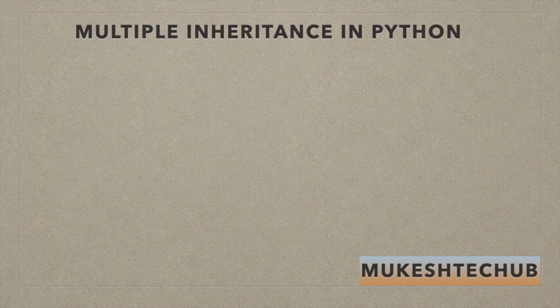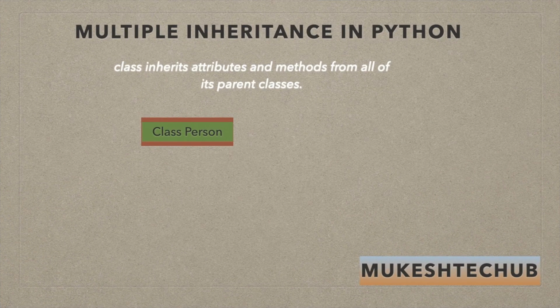In part 1, I had discussed multiple inheritance and the method resolution order. So in this video, we will see one industry-level example of how to achieve multiple inheritance. In this video lecture, I'm going to discuss a university system that uses multiple inheritance.